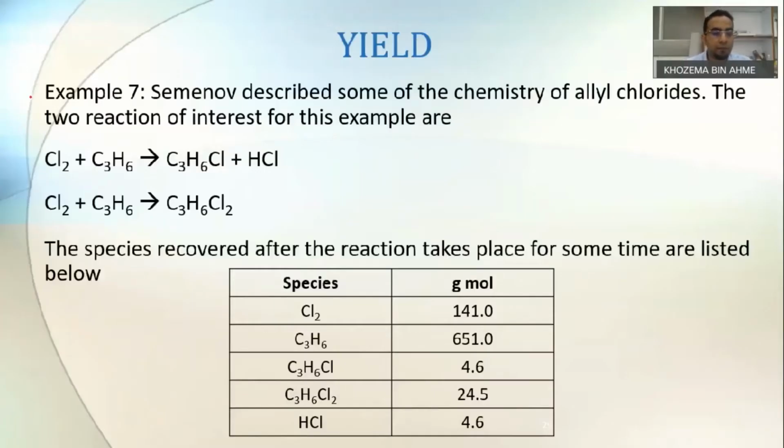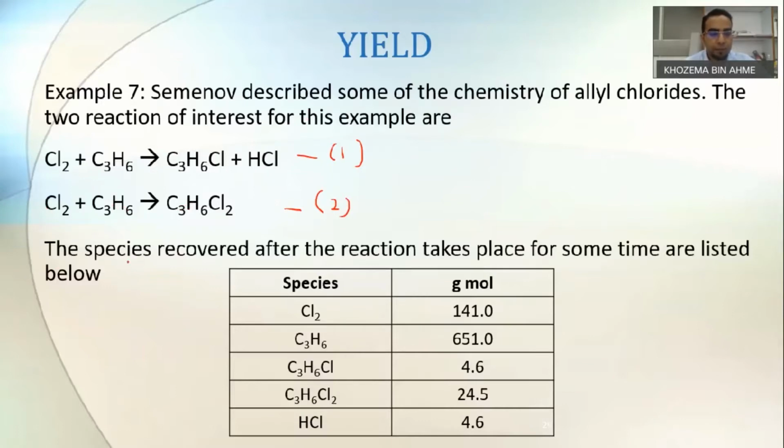Example number 7. So Semenov describes some of the chemistry of allyl chlorides. The two reactions of interest in these examples are, first one, chlorine reacting with propane to produce chloropropane plus HCl, and the second reaction is chlorine reacting with propane to produce dichloropropane. So we can label here, this is our first equation and this is our second equation.